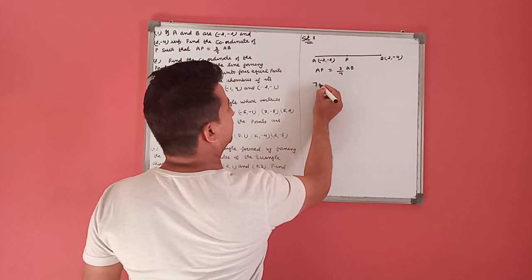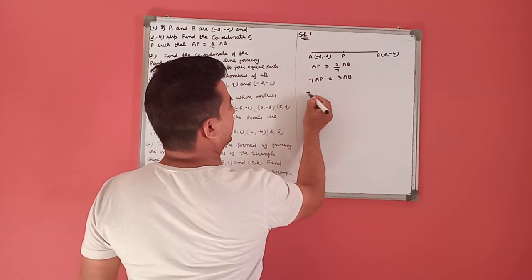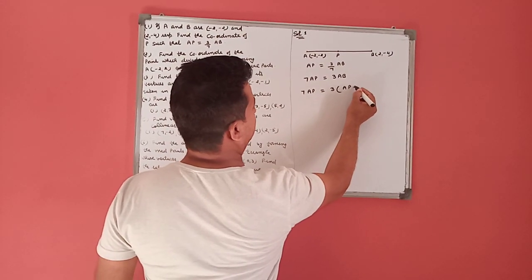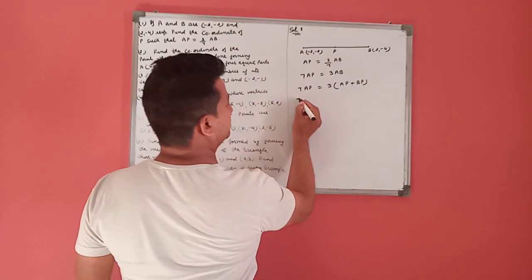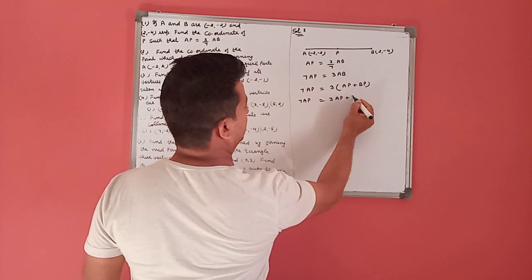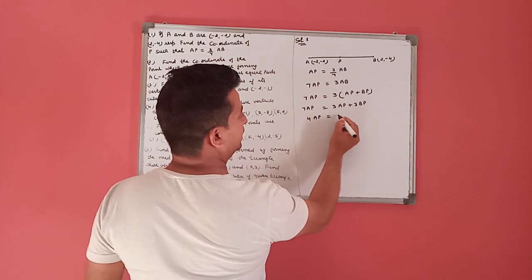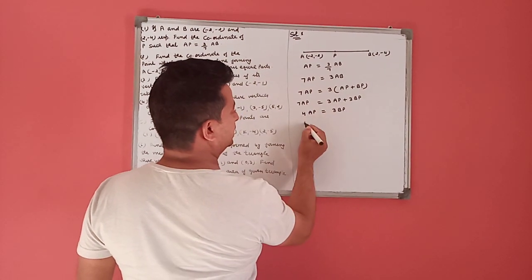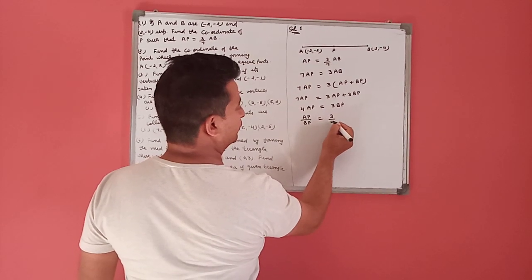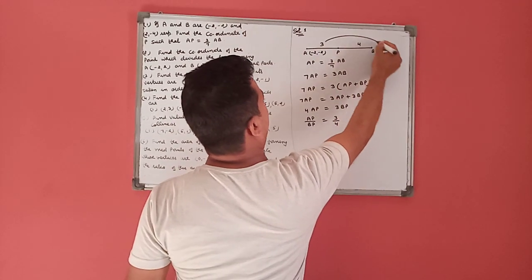When we cross multiply this, 7 AP is equal to 3 AB. As from the figure, we know AB is AP plus BP. This means 7 AP equals 3 AP plus 3 BP. When we subtract, we get 4 AP equal to 3 BP. This means AP upon BP is 3 upon 4. This means this ratio is 3:4.